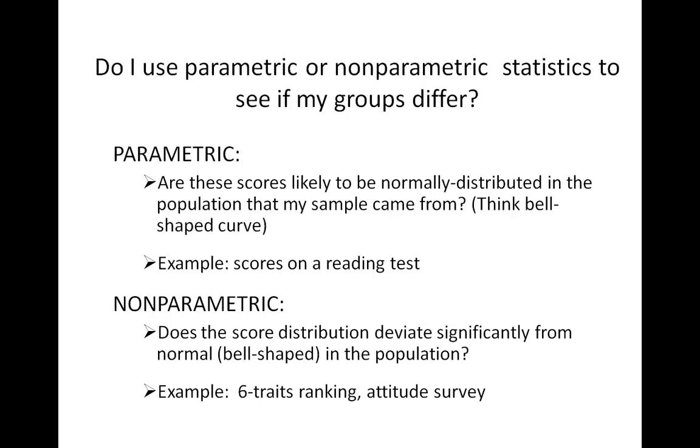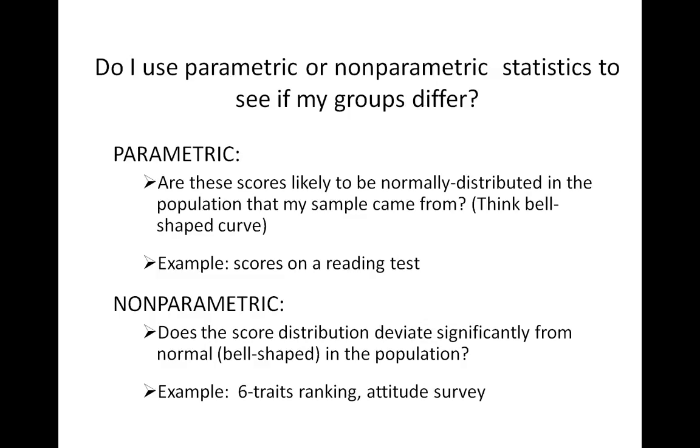The big question that you need to think about in this section is whether to use parametric or non-parametric tests, statistics, to see if your groups differ. You will use parametric tests if the scores are likely to be normally distributed in the population that your sample came from. Not your own sample, but the population of all 10th graders or all kindergarten kids. Think bell-shaped curve. So if your scores are likely to fall along a bell-shaped curve, you'd use parametric.